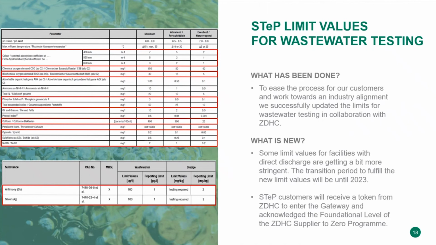Some of the limit values for facilities with direct discharge are getting a bit more stringent, and the transition period to fulfill these new limits will be until 2023. Now, STEP customers will receive a token from ZDHC to enter in the ZDHC Gateway, which is their online platform, and they will also get acknowledged on the foundational level of the ZDHC Supplier to Zero program.